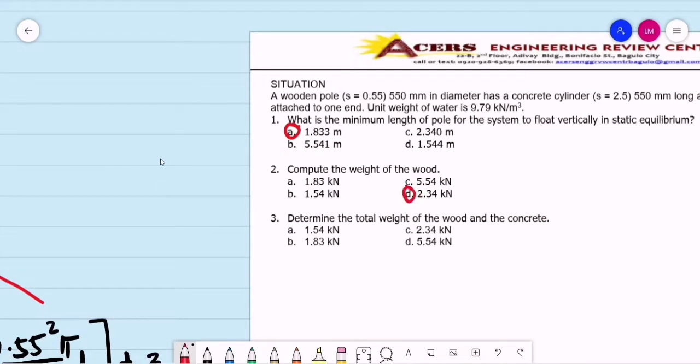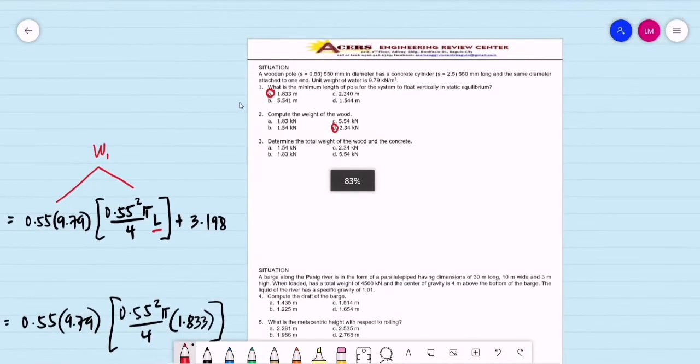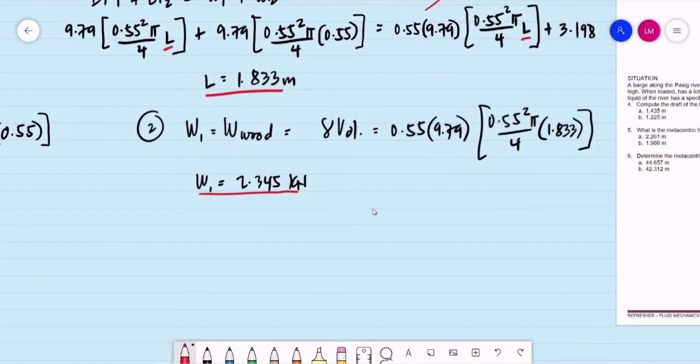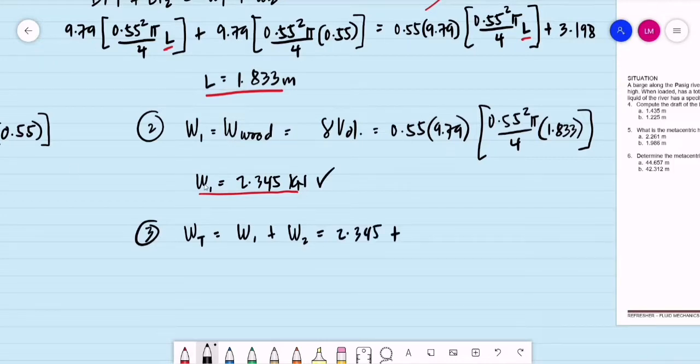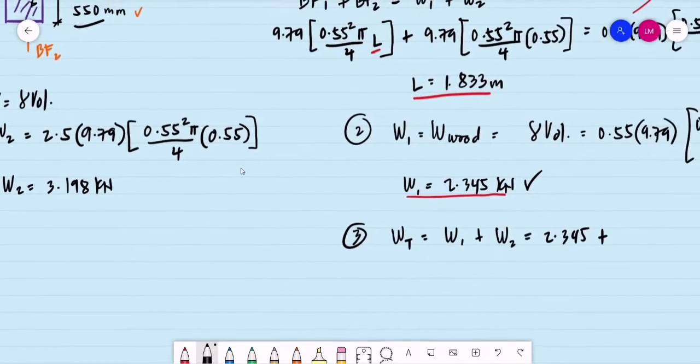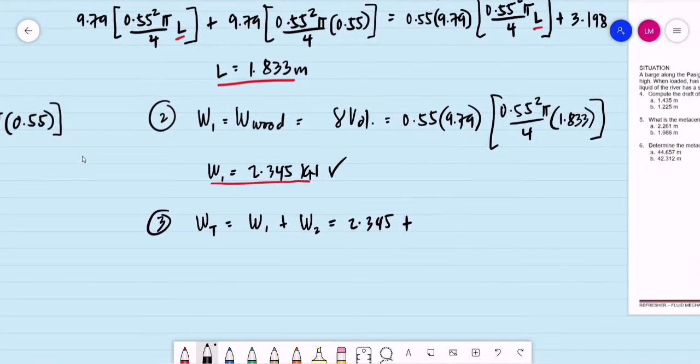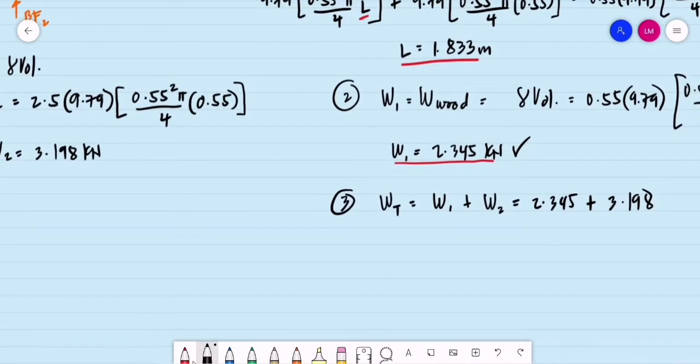Number 3, the total weight of the wood and the concrete. So, the total weight of the concrete cylinder and the wood, this is quick. So, weight total is weight number 1 plus weight number 2. Weight number 1, the one we just got, 2.345 plus what we got earlier, weight number 2, the weight of the concrete cylinder. That is 3.198.